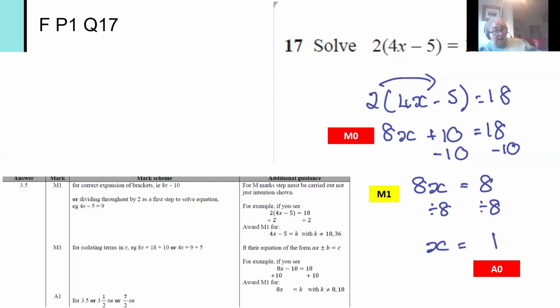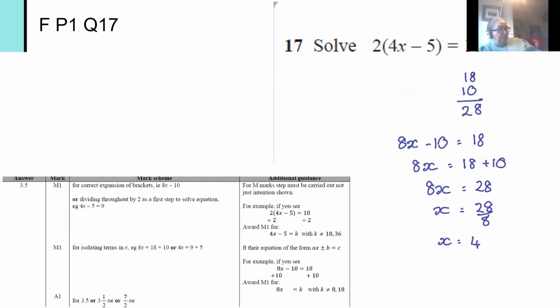However, their answer is incorrect. And what I thought was good about this mark scheme is that we had a bit more detail. For example, you will see 8x with the +10. And then we need to see 8x equals 8. So we need to see that followed through for that correct isolation. And I thought that was quite nice to see it shown.